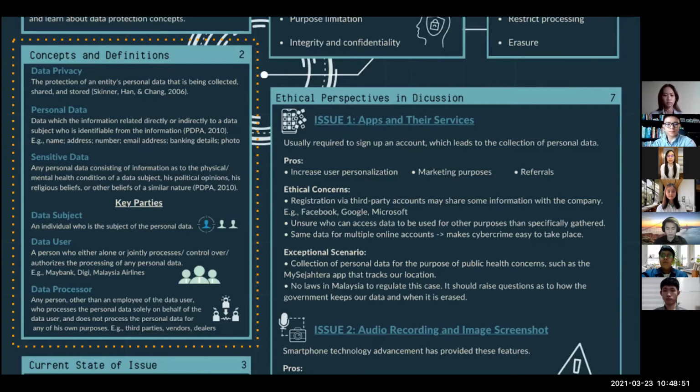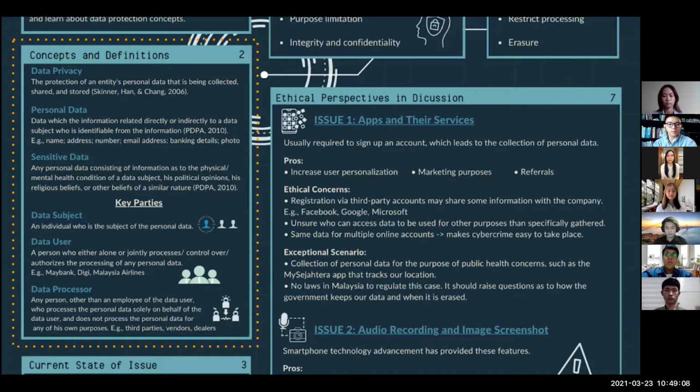Some examples of personal data include name, address, phone number, email address, banking details, and photos. Then, another term is sensitive data, which refers to any personal data consisting of information as to the physical or mental health condition of a data subject, his political opinions, his religious beliefs, or other beliefs of a similar nature.